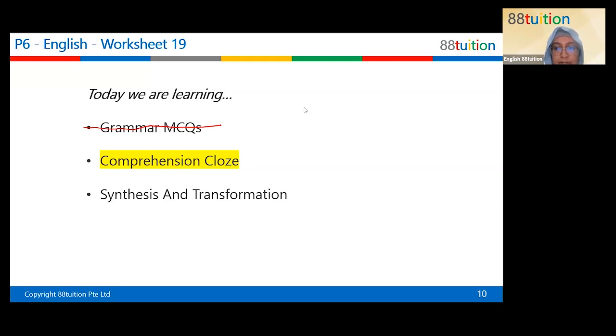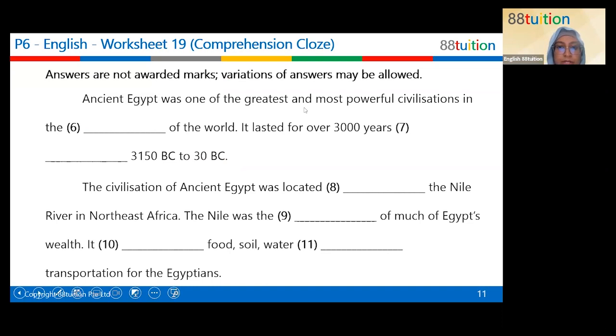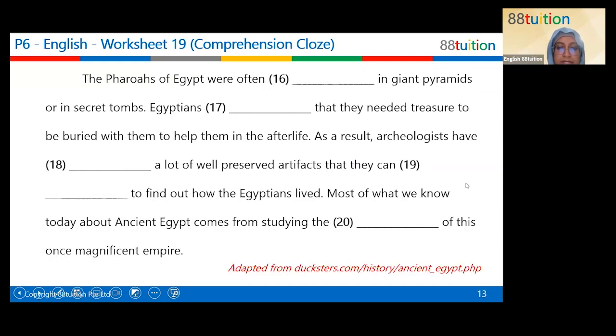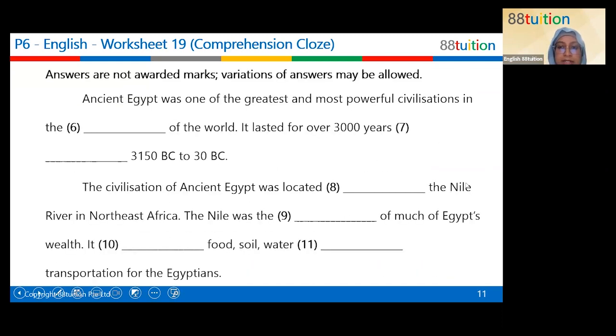Okay, so for comprehension cloze, I would need you to look at this passage. There are like 3 slides. First thing you need to do is to read this whole page and then everyone type in your answers for 6, 7, 8, 9, 10, 11 first. I give you about 5 minutes. For comprehension cloze, there's more than one answer for some of the questions. So take about 2 to 3 minutes to type in your answers in the chat now, guys, for question 6 to 11.